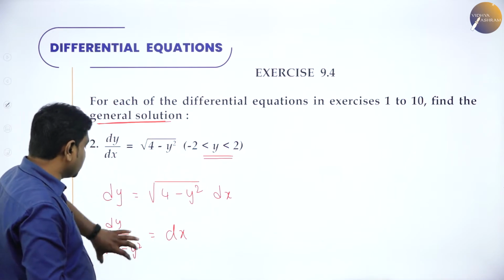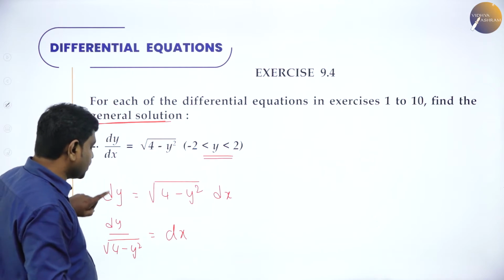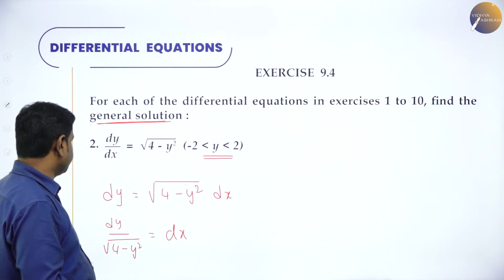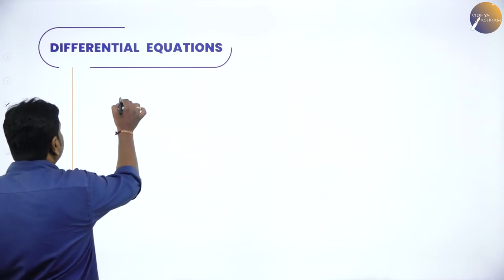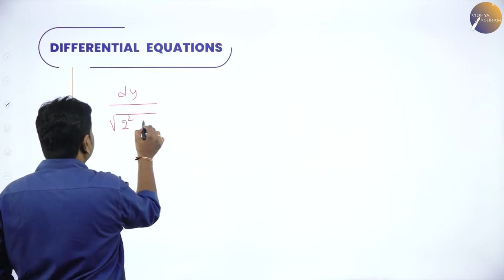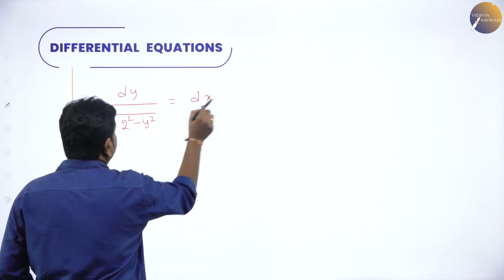Functions of y should be with dy, and the d term should be in the numerator. So dy is already in the numerator, so don't disturb this. So bring this term to LHS, it will become divided by. Now further, dy divided by root of 4, which means 2 square minus y square, is equal to dx. So now integrate both sides.